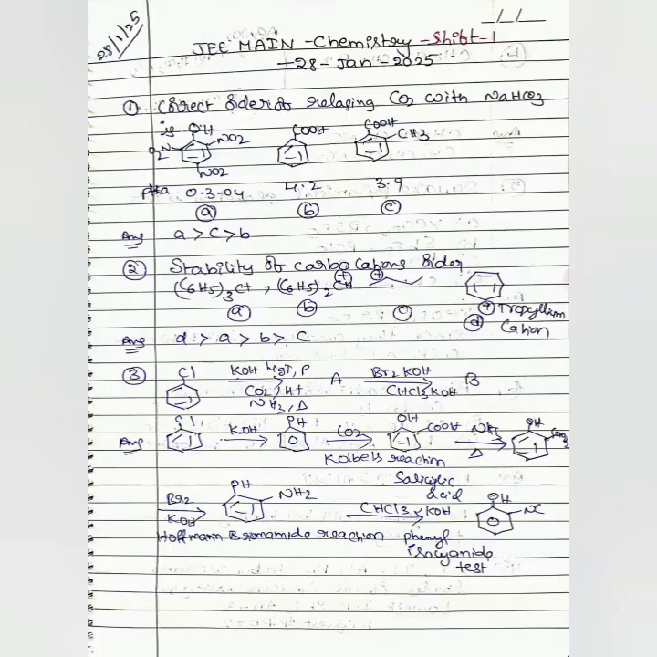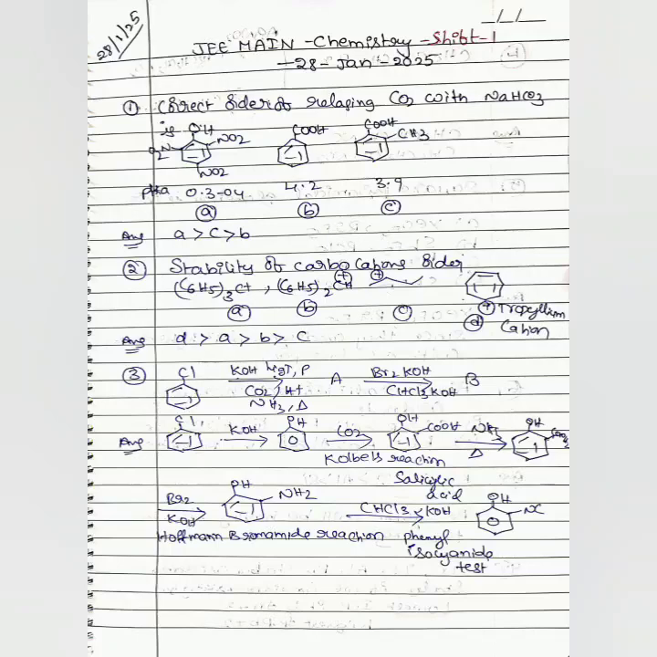Second one, the stability of carbocation order. Here they have given the tropylium cation, which is stabilized by the aromatic character. In the case of the triphenyl carbocation, it is stabilized by resonance effect. When compared to resonance effect, the aromatic character gives more stability for the ion. So the tropylium cation will have the highest stability when compared to triphenyl, then diphenyl and the secondary carbocation.